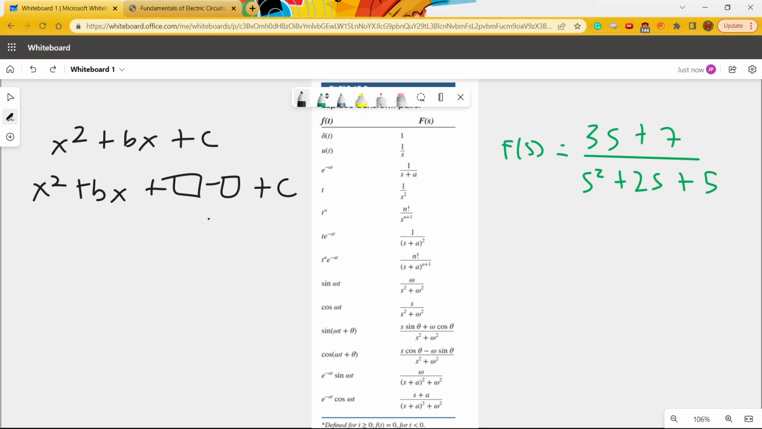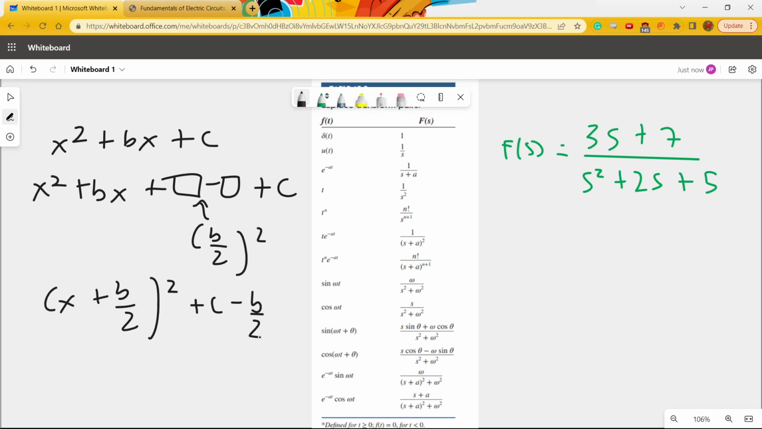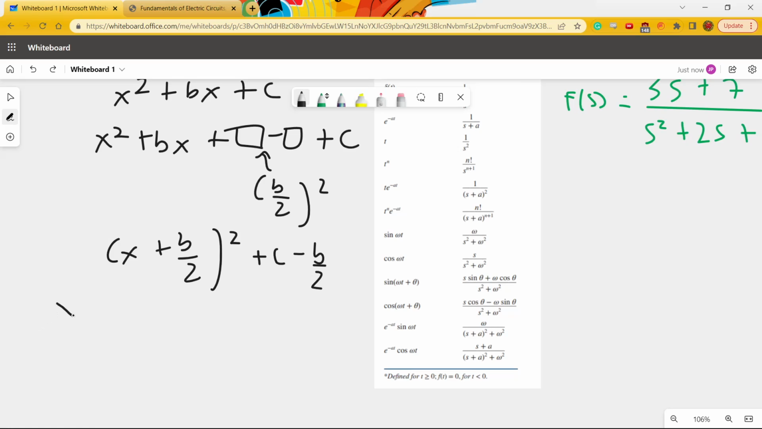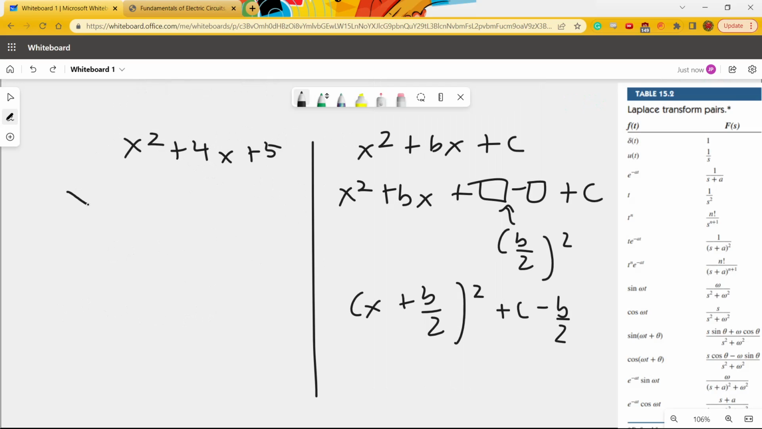Now the thing you need to introduce to this box is b over 2 squared. If you do that, then this whole quadratic becomes x plus b over 2 squared plus c minus b over 2 squared. Note that this is plus c minus b over 2 squared, and then it's x squared plus b over 2 squared that gave us this thing right here. So for a specific example, let me give you x squared plus 4x plus 5. 4 divided by 2 is 2, 2 squared is 4. So we'll rewrite this as x squared plus 4x plus 4 minus 4.